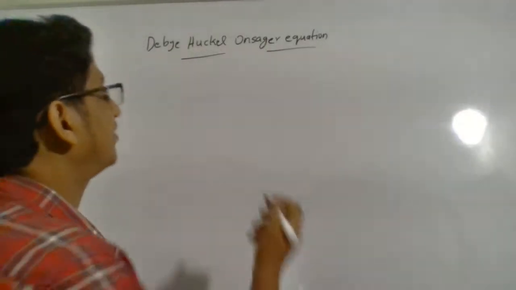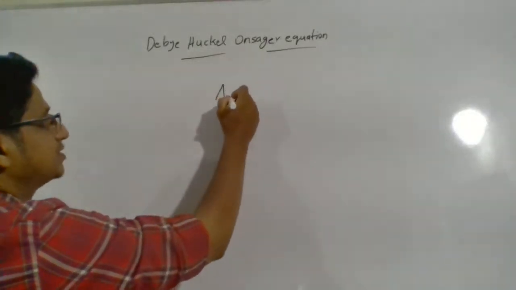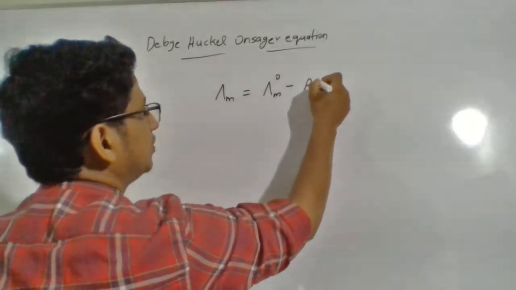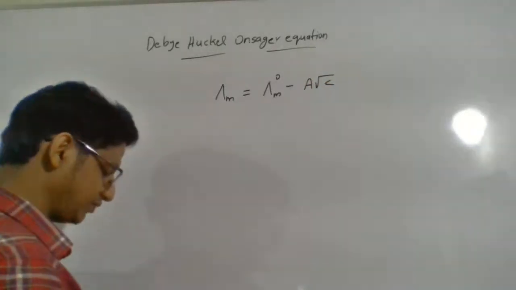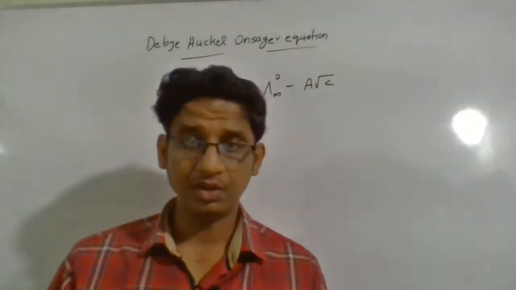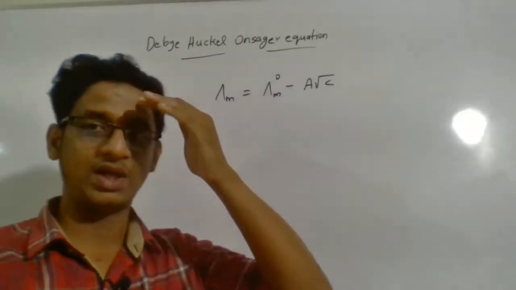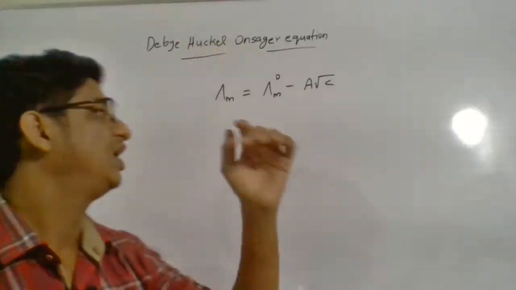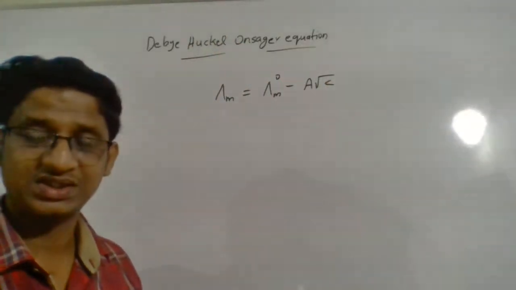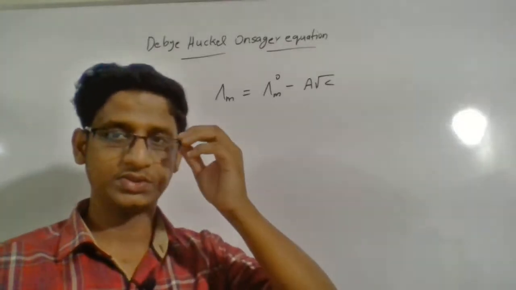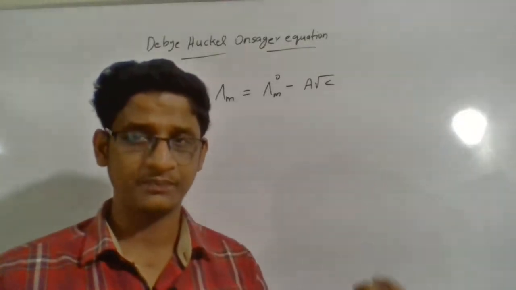You remember this: lambda m is equal to lambda m0 minus a root c. This was the equation we discussed before, where lambda m is the molar conductivity, lambda m0 is the molar conductivity at infinite dilution, a is a constant with respect to an electrolyte, and c is the concentration. So this was the equation we introduced before.